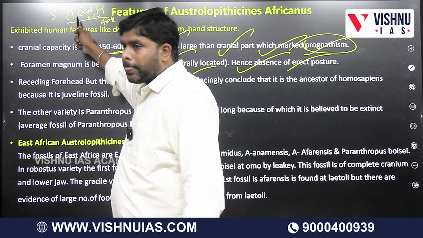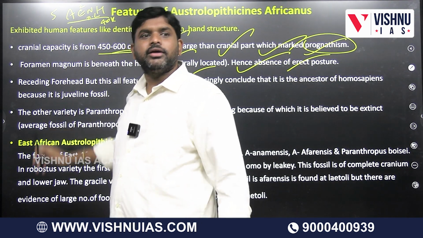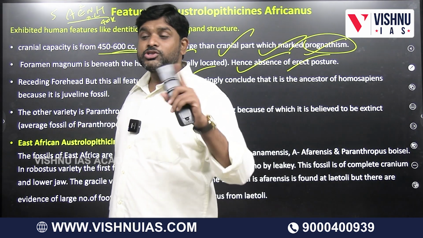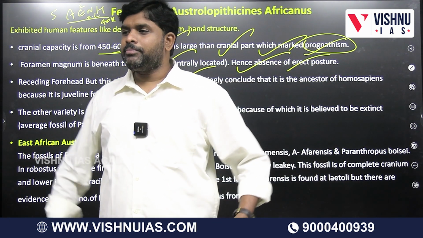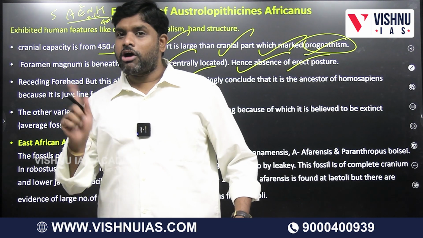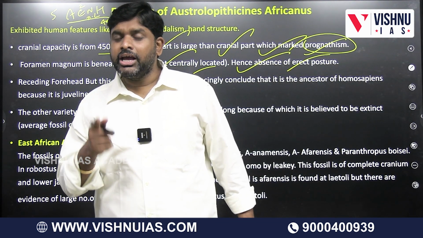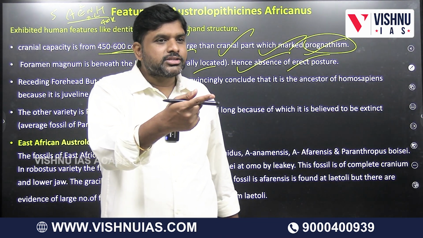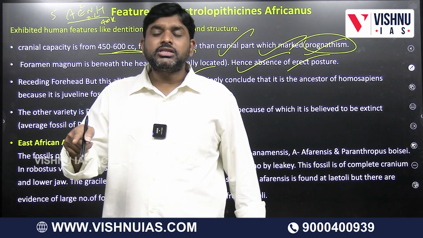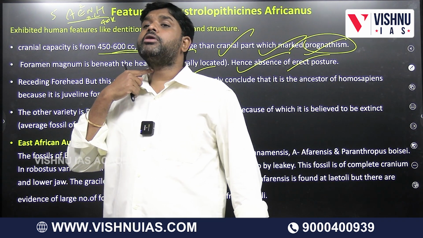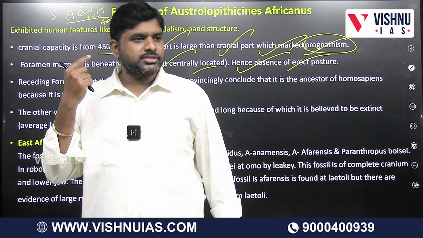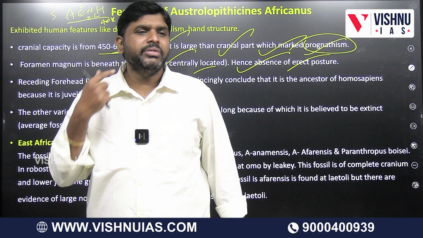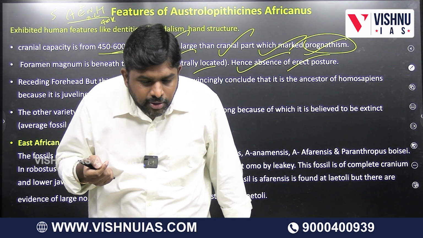Next one is what? Erect means what? Homo erectus. So at erectus, 2 million years ago, man became erect. Australopithecines is not an erect variety; Homo erectus is the erect variety. Why is Australopithecines not erect? Because the foramen magnum is not centrally located; it is beneath the head, at the rear end, meaning the back side. So obviously the head will be like this.